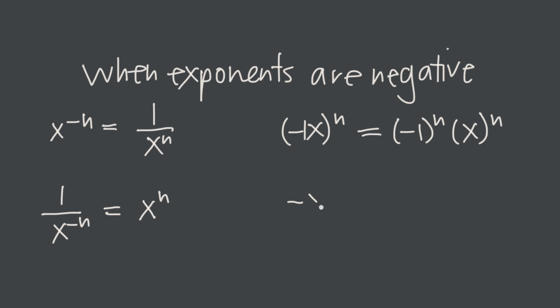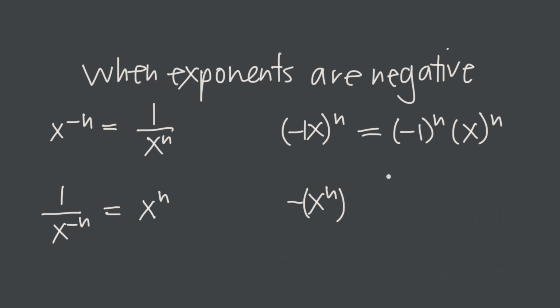This, however, is not at all the same thing. This is -x to the n, not a negative base because I don't have parentheses around my negative sign, which means that the exponent n only applies to the x. It's basically the same thing as saying this. I have x to the n power, my base is a positive x, and this negative sign just gets applied after the fact. So let's see what that looks like.